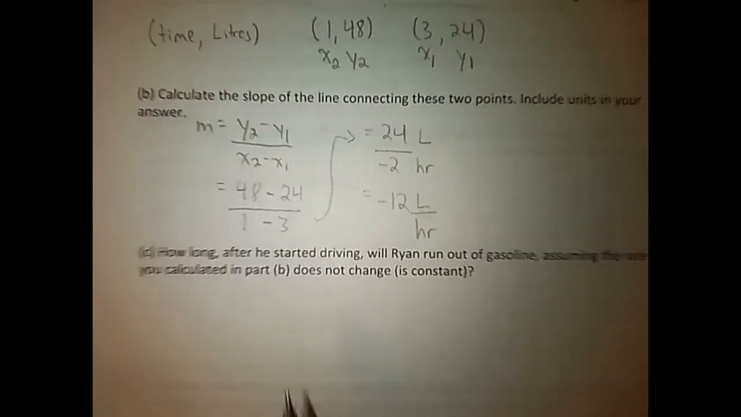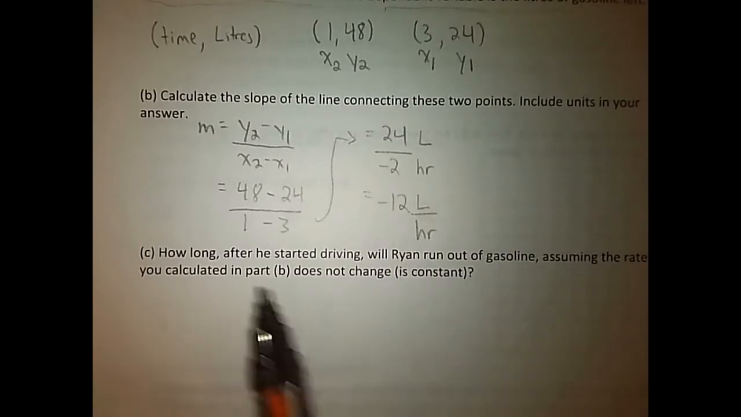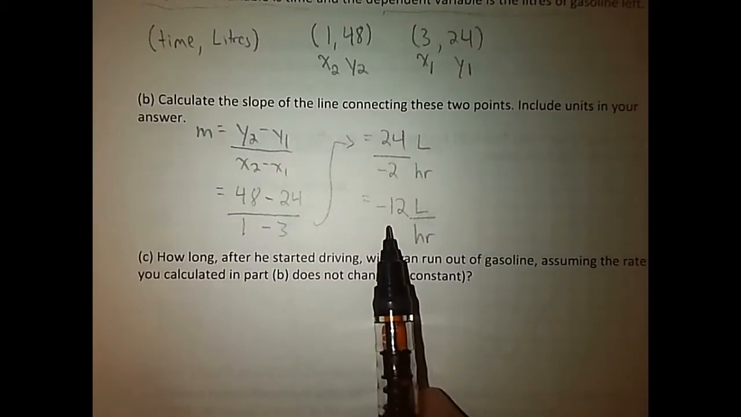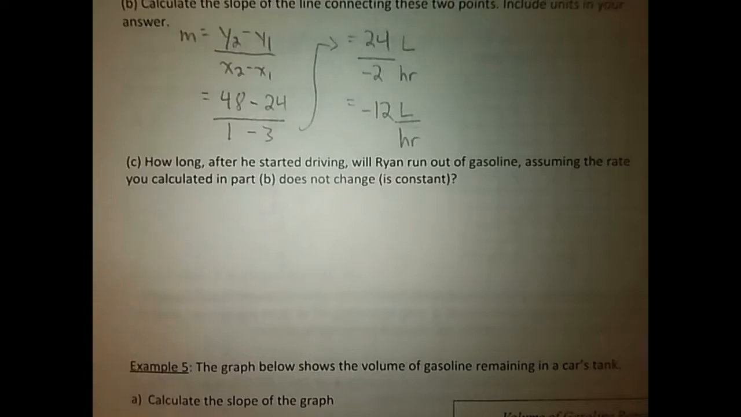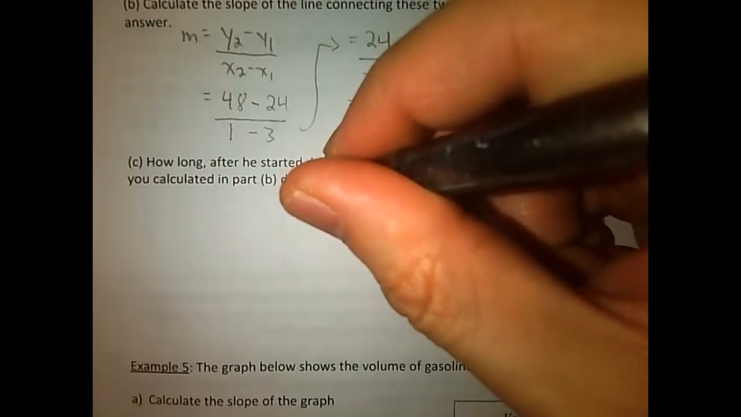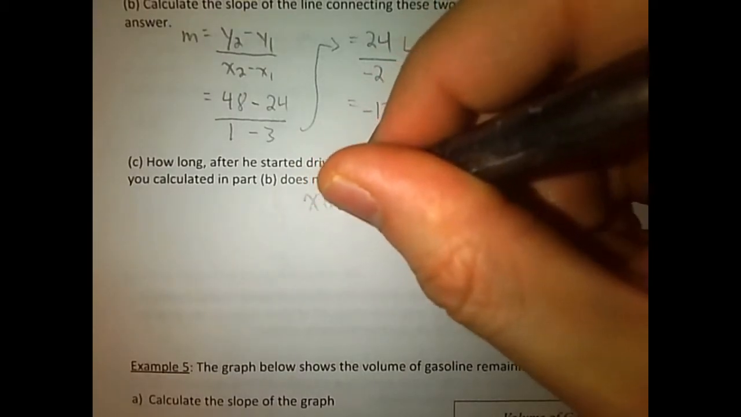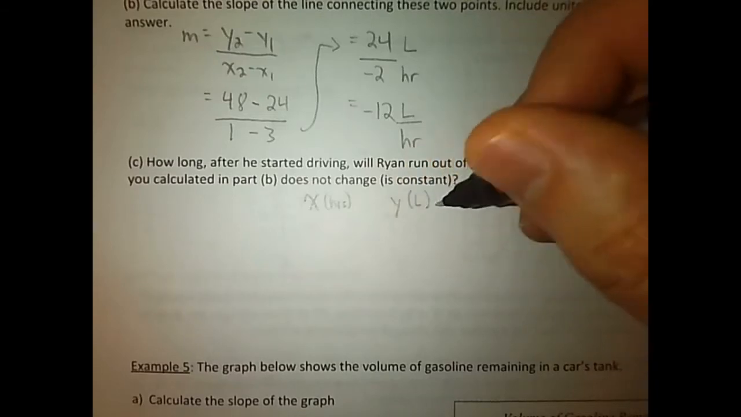So how long after he started driving will Ryan run out of gasoline, assuming the rate you calculated in part B does not change? So we're always assuming that the car is losing 12 liters of gas per hour. There's a few ways we can answer this, but I'm going to show this more with a table just so we can see how this rate of change is working. So if I had a table of values here where we had x, which again is the time in hours, and then y, which is the amount in liters.